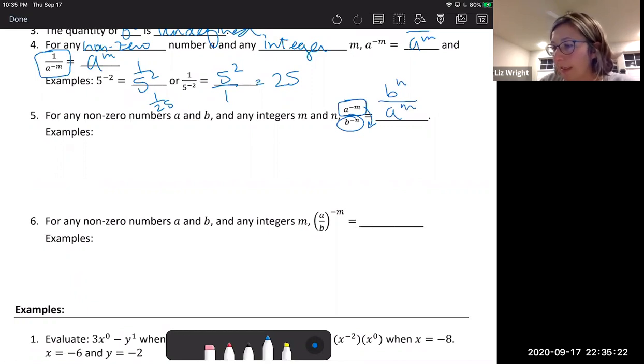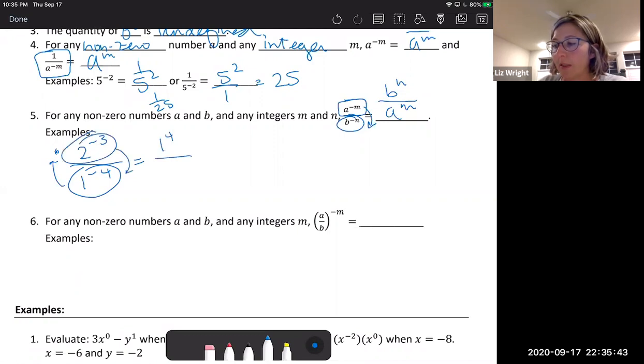So for example, if we had something like 2 to the negative third all over 1 to the negative fourth, and I said, okay, I want you to rewrite this and then evaluate it so it has positive exponents, I would want you to bring this to the numerator, and it would be 1 to the fourth all over, and then this goes to the denominator, it would be 2 to the third. And so 1 to the fourth is just going to give us 1, and 2 to the third is going to give us 8.